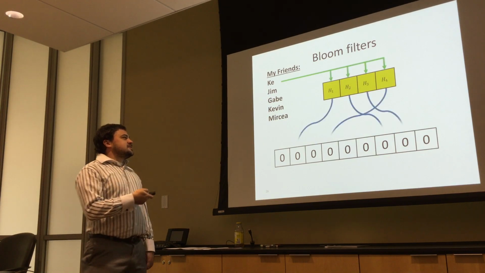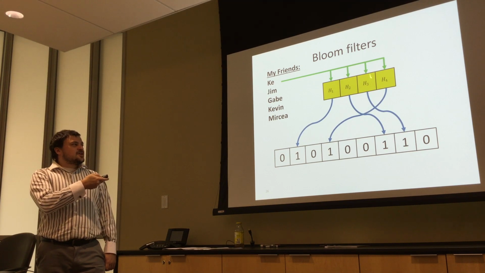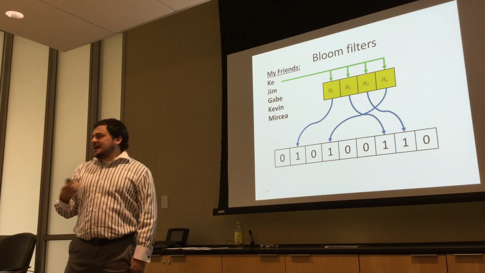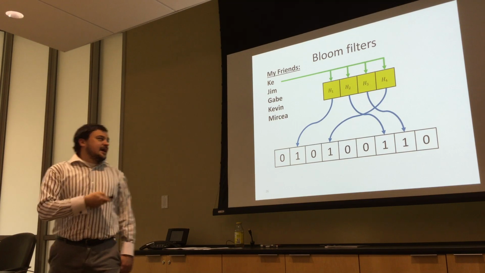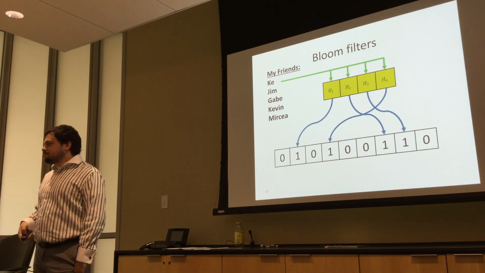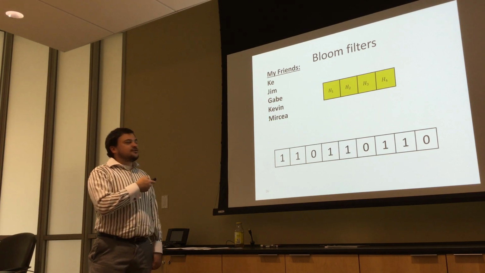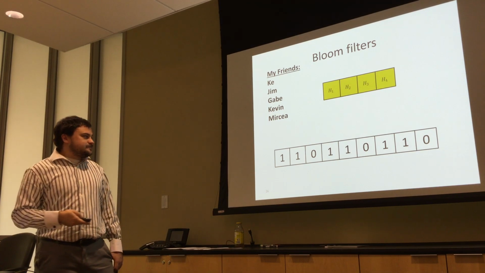So to insert ka into my Bloom filter, what I'll do is run ka as input to all of the hash functions in my list and look at which indices they map to, and I'll set all of those to a 1. And then I'll repeat this for all of my other friends in my list of friends.